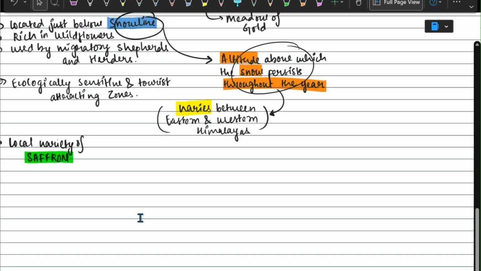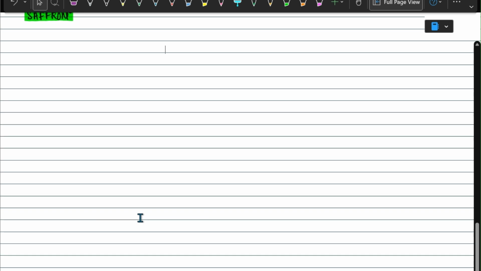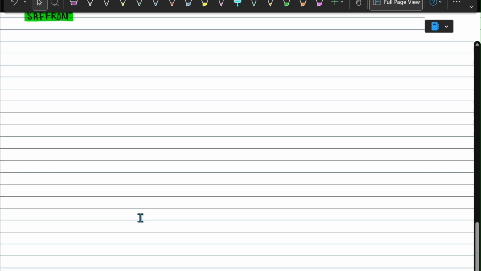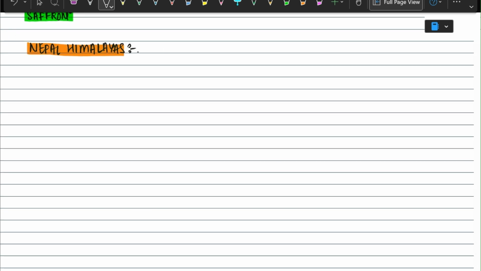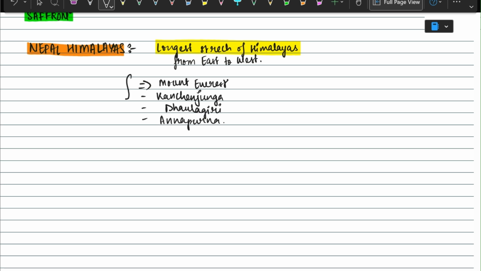Now, let's enter the central and the eastern Himalayas. First, we'll talk about the Nepal Himalayas. These are the longest stretch of the Himalayas, lying in the Nepal region from east to west, and these are home to some of the tallest peaks in the world, such as Mount Everest, the Kanchenjunga, the Dhaulagiri, and the Annapurna. The Kathmandu Valley and the Mahabharat ranges are also prominent here, and they are formed mostly of sedimentary rocks, especially sandstone.